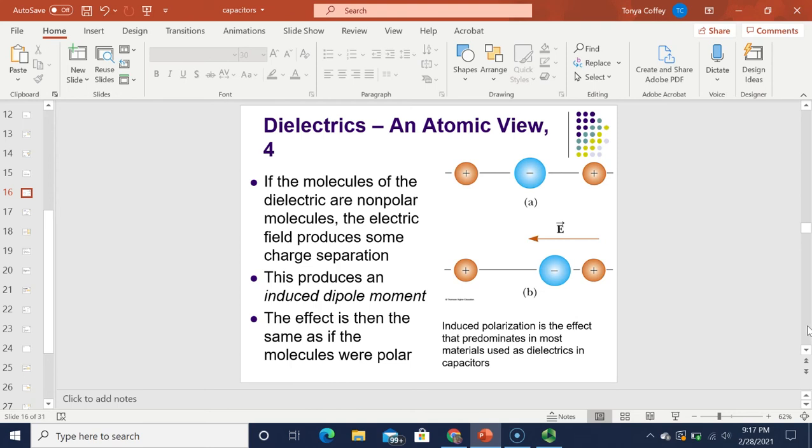And it turns out that an induced polarization is the effect that predominates in most materials that are used as dielectrics and capacitors. Most of them don't have permanent dipole moments, in other words, or at least not much of one.